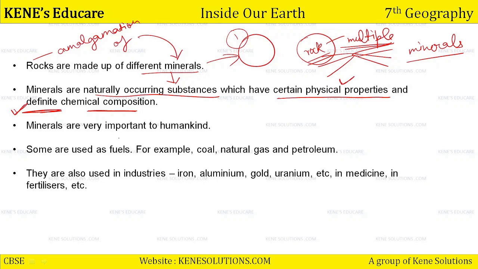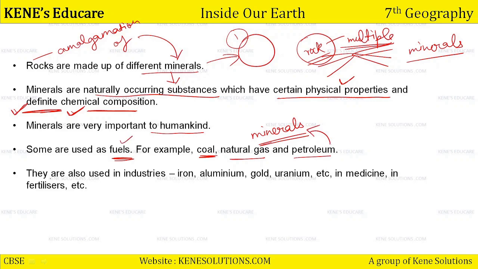Okay. Minerals are very important to humankind because I told you they are some chemical elements which are very important for the growth and development of humans and various other products. Some minerals are used as fuels also. For example, coal. Coal is a mineral which we use as a fuel. Natural gas, petroleum, we use all these minerals as fuels. कोई पूछे ना petrol क्या है? Petrol is a mineral which we use as a fuel.